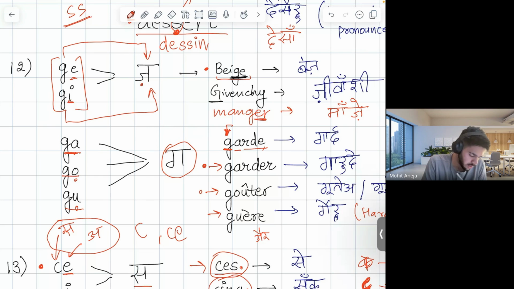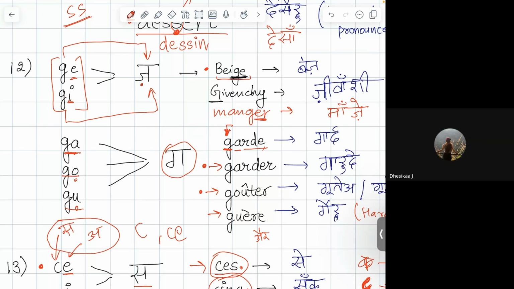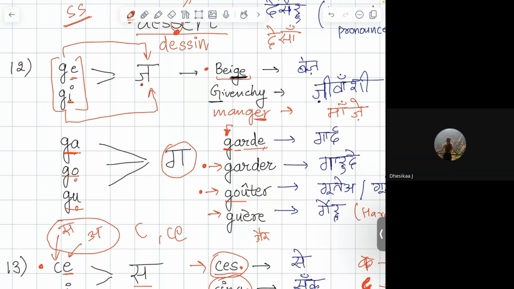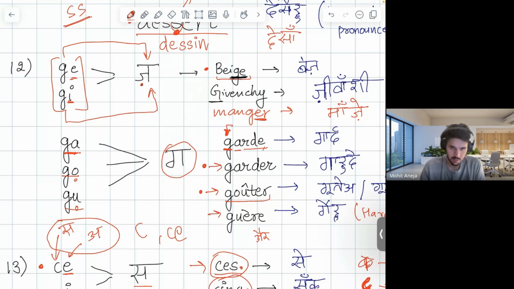Desika, please read the second one. Garde. This the third one. Sorry, Gothi. It's gute. You have to also keep in mind the last few word rules that we read. So this sound is a. Gute. Gothi. Yes.